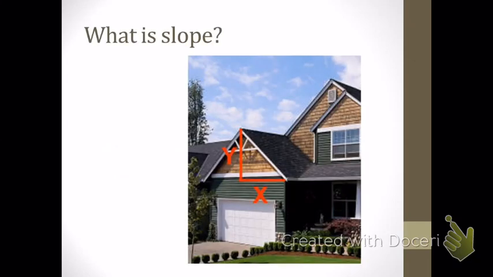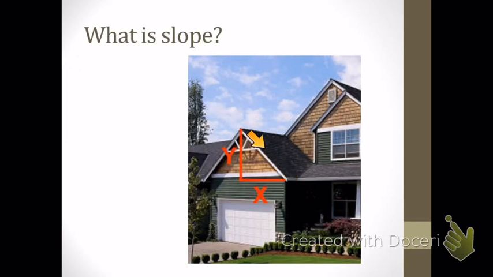Slope is a number, and it describes how steep something is. In the case that we're going to be working with, it's the lines on a graph. But slope is used to describe lots of things, like roads, and in this picture here, the slant of a roof.